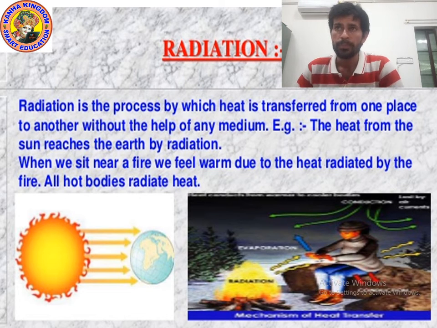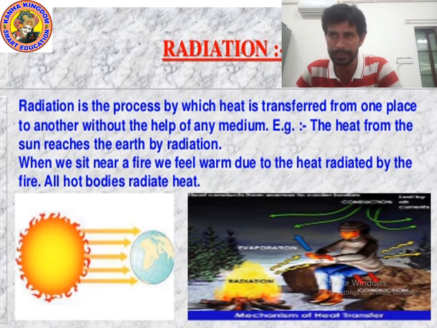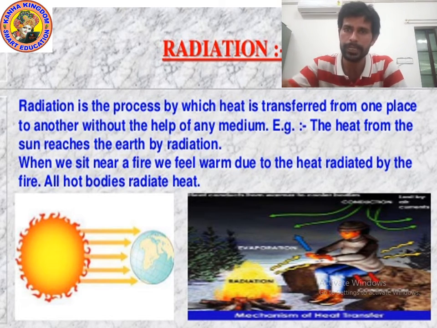So, the heat from the sun reaches the earth by radiation. When we sit near a fire, we feel warm due to the heat radiated by the fire. All hot bodies radiate heat. Remember kids, fire also radiates heat. Please write down. I am giving you 10 seconds. So kids, remember that radiation is the process by which heat is transferred from one place to another without the help of any medium. Now let's move on to the next point.